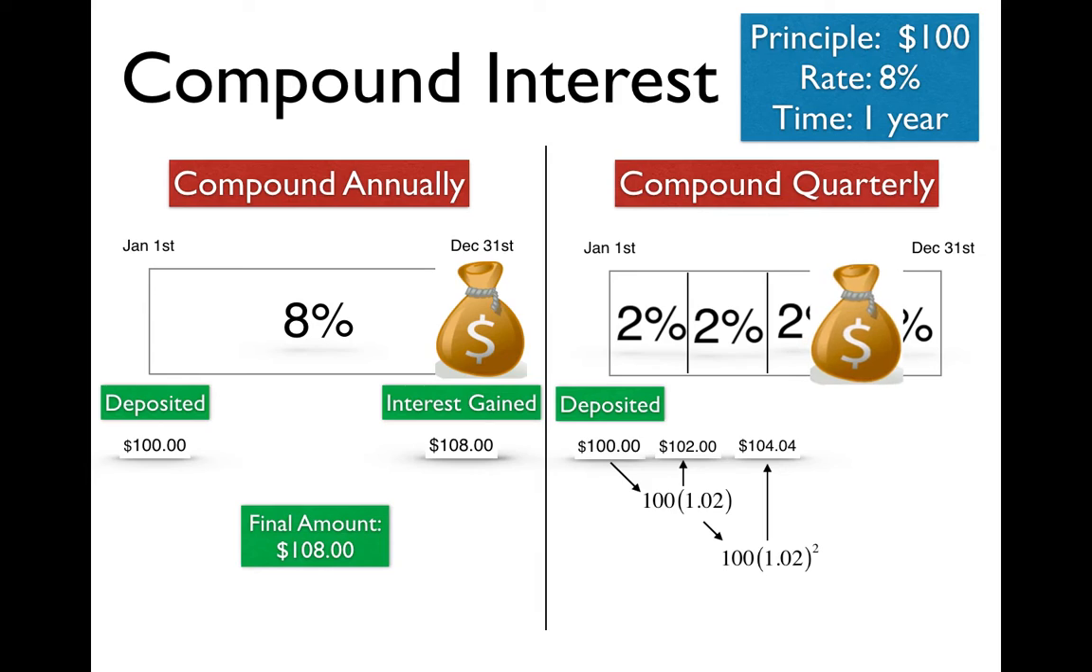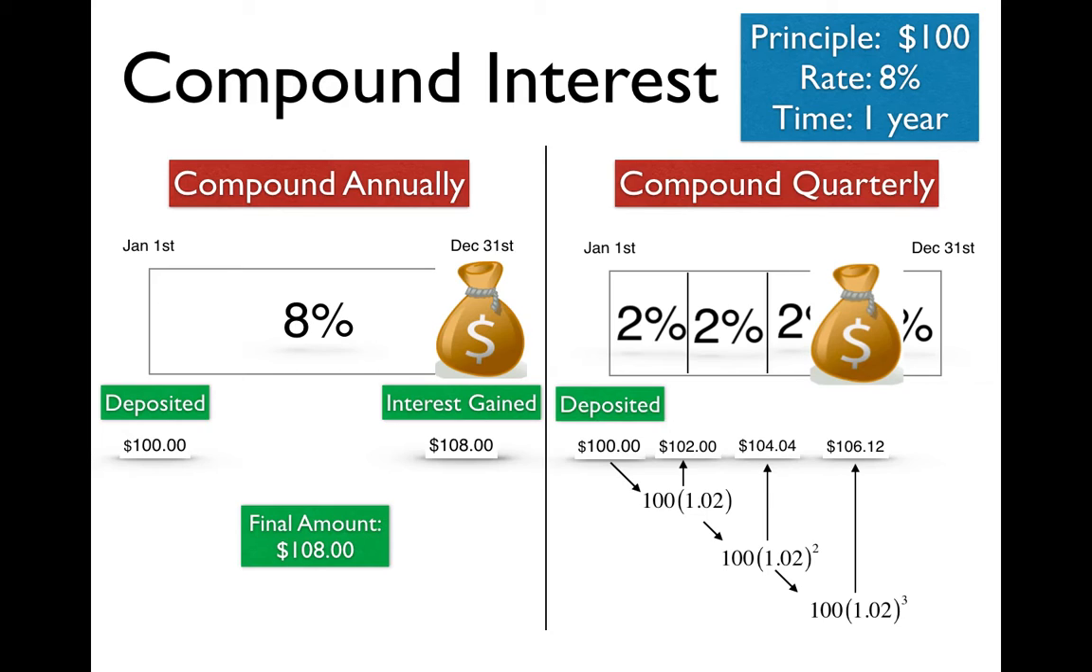So we're just going to keep doing the same thing. We're going to compound again, and we're going to grow a little bit more. We're going to take that amount that we just had in our bank account, and multiply that by another 1.02. That's going to give us $106.12. And again, we can simplify at the bottom there, make that just 100 times 1.02 to the third power.